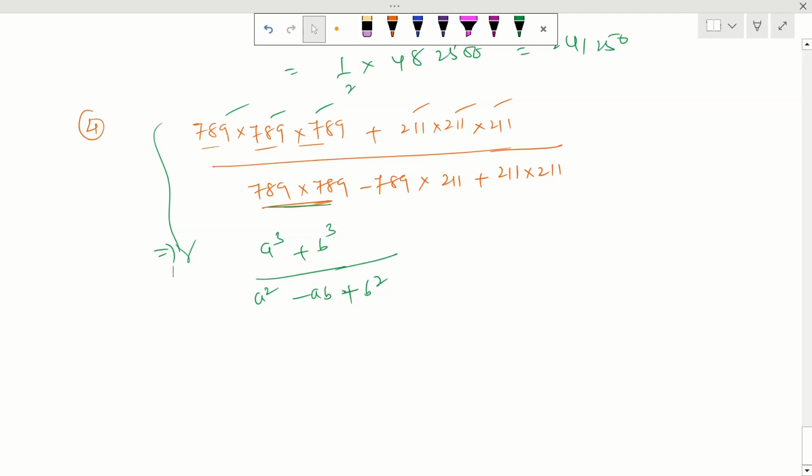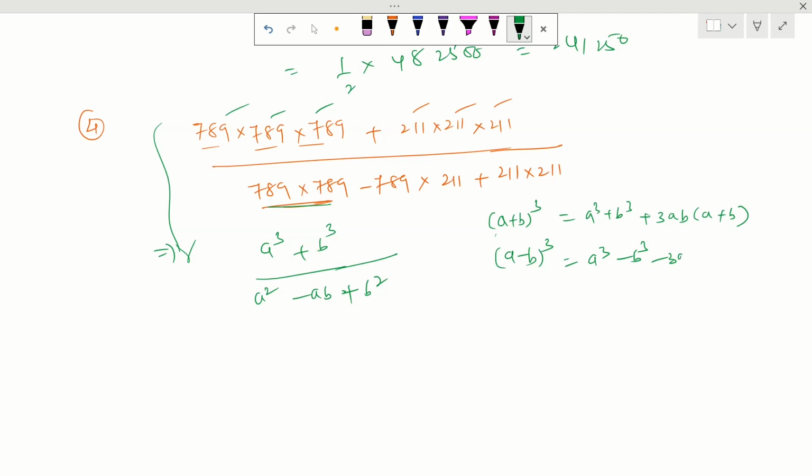So we know the formula for a plus b whole cube. What is the formula for a plus b whole cube? A cube plus b cube plus 3ab into the bracket of a plus b, and you just write down these formulas. I'm writing all the formulas here. Then the formula for a minus b whole cube is a cube minus b cube minus 3ab into a minus b.